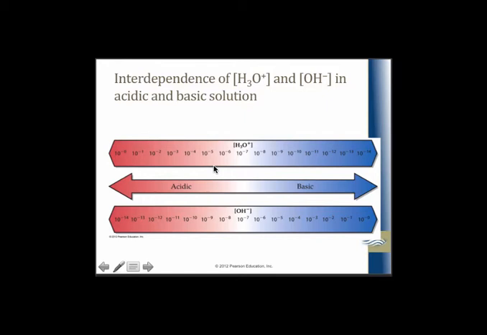If my H3O plus is 10 to the minus 5th, then it must be, my OH minus must be 10 to the minus 9th, and they multiply together to be 10 to the minus 14th. Likewise, if my H3O plus is 10 to the minus 11th, then my OH minus must be 10 to the minus 3rd. They move opposite each other.